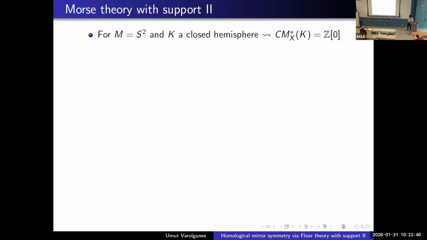Okay, so if you take these functions, you can make them Lagrangian in one-jet space. You take the one-jet graphs of these functions and you get a Lagrangian inside one-jet space. And there, all these Morse trajectories kind of correspond to holomorphic strips.